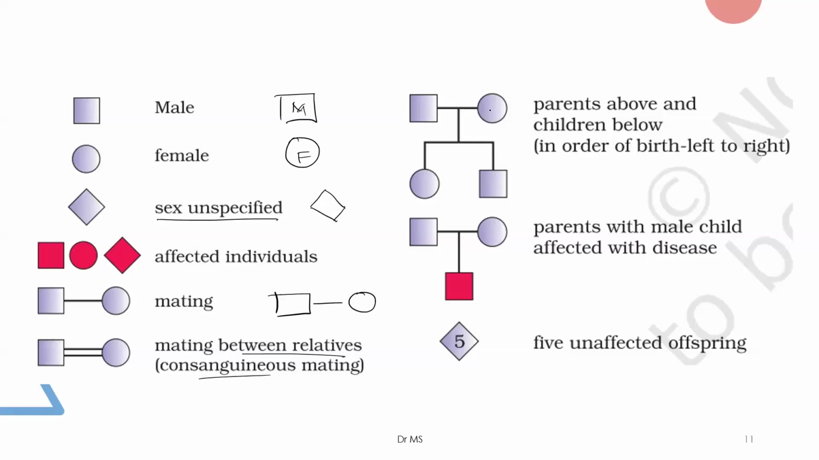The line drawn between the two refers to the parents, and below it refers to the children. So it could be girl children or boy children. It could be male or female, so we'll refer with the circle or the square. Parents with a male child affected with the disease, then we'll be showing it shaded. If it is a female child, then we'll show a circle shaded inside. And if it is like this, it is five children, but we don't know whether they are male or female. It's just unspecified. And it's unaffected because nothing is shaded here. If it is shaded inside, then we'll represent it as affected.